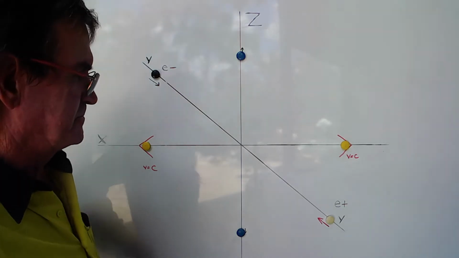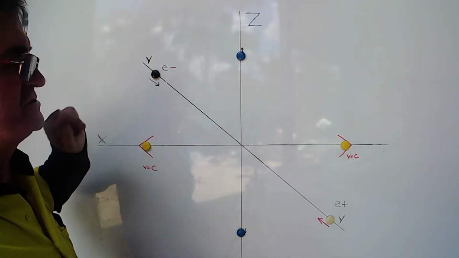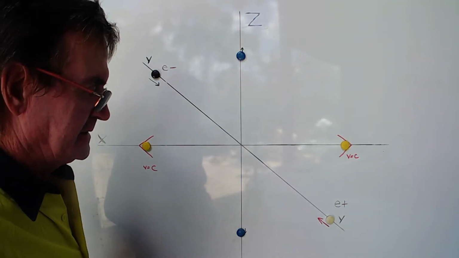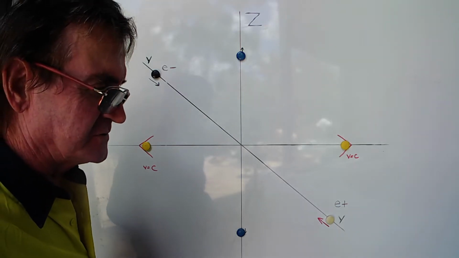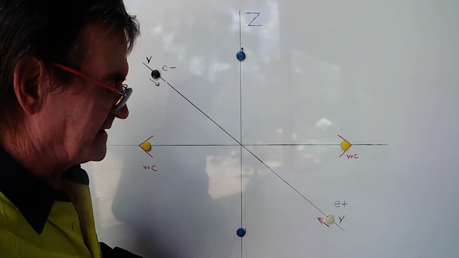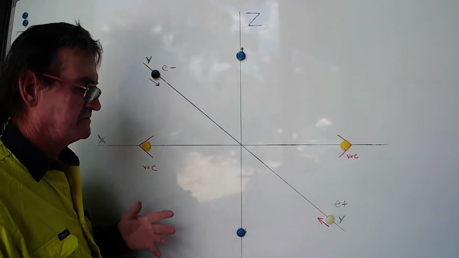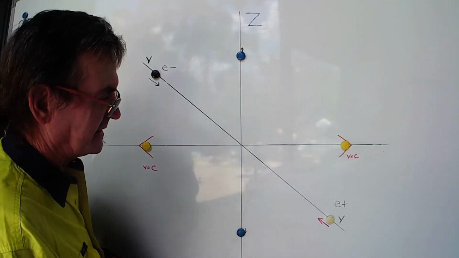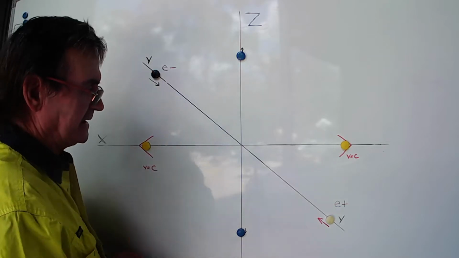J.J. Thomson proposed that the negatively charged electron, this one here, should be called a negatron, but apparently people didn't like that. They stuck with the original, before they discovered the positron, they stuck with the original name of electron. But here we have a positron down here and an electron here.